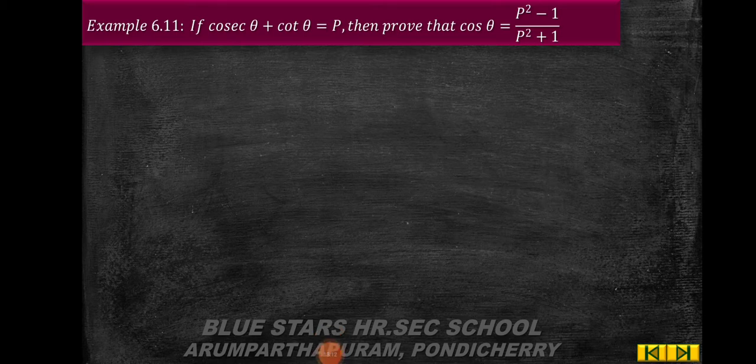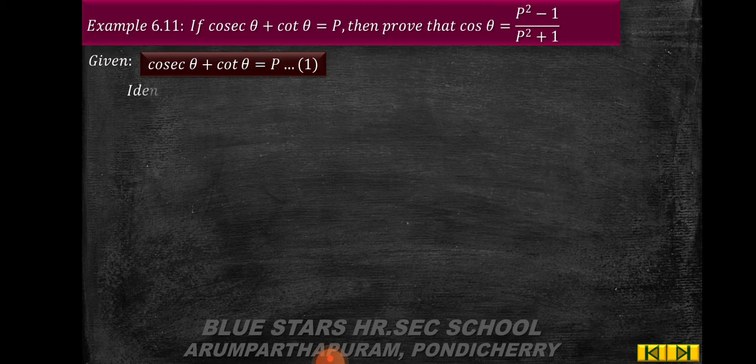Next one is example 6.11. If cosecant theta plus cot theta is equal to P, then prove that cos theta is equal to P square minus 1 divided by P square plus 1. Given cosecant theta plus cot theta is equal to P, which is equation number 1 that is given in the question itself.